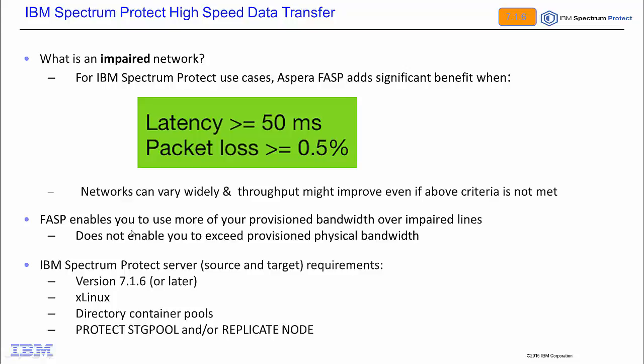FASP does have to be licensed on both the primary and target Spectrum Protect server, and we currently only support it on X Linux servers for directory container pools, version 7.16 or later, in conjunction with our Protect storage pool and replicate node commands.